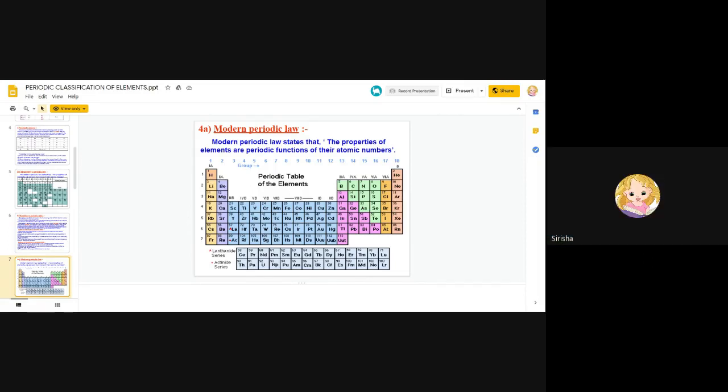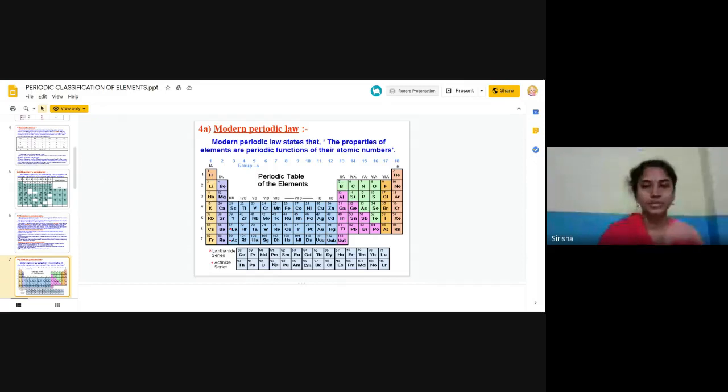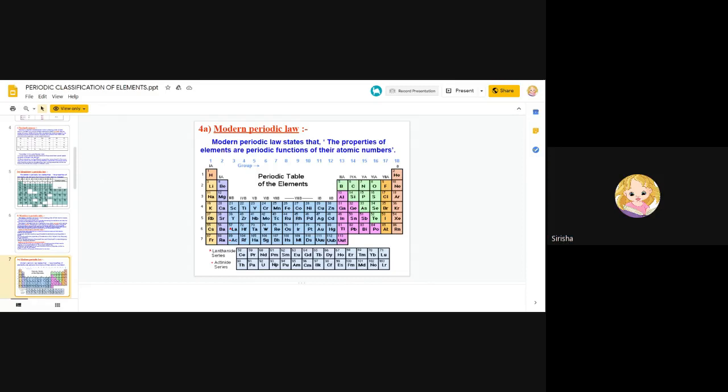So after Mendeleev's periodic table, what does he say actually? He named the horizontal rows as periods and the vertical columns as groups. He placed the inert gases in a separate group, that is the eighth group, without disturbing the remaining elements. He also left spaces in his periodic table.